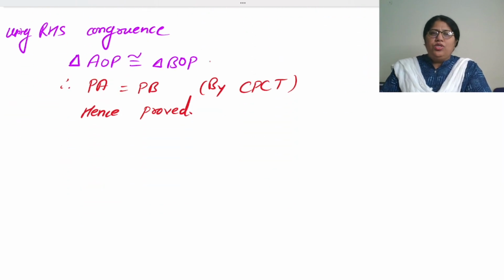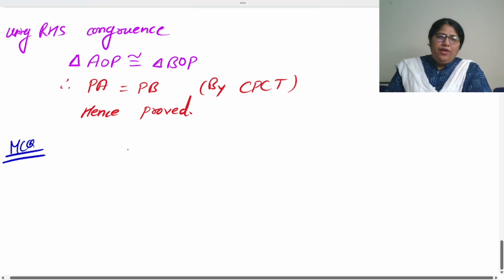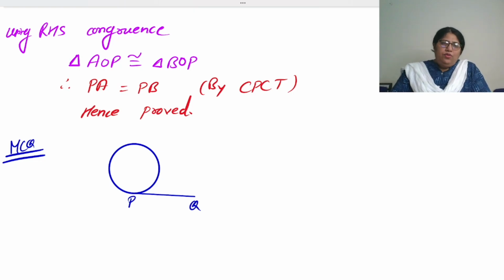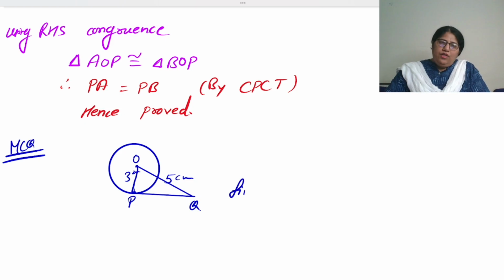If I am giving you one question here first, which is an MCQ type question. There is a circle, and the tangent PQ, which is touching the circle at P, and the length of the tangent is PQ. The distance of O to P is given here as 3 centimeter. The distance of Q from the center, O to Q, is 5 centimeter. You need to find out the length PQ, the length of the tangent. How are you going to find out?